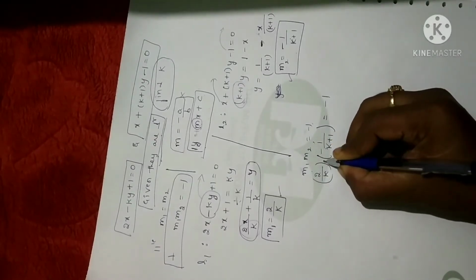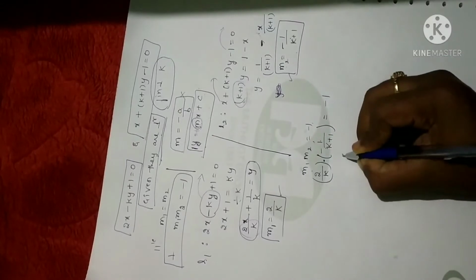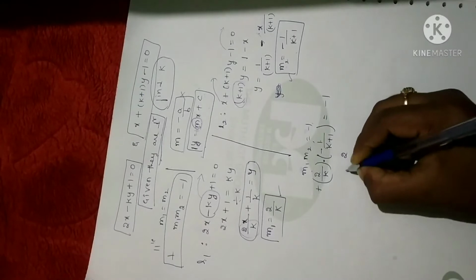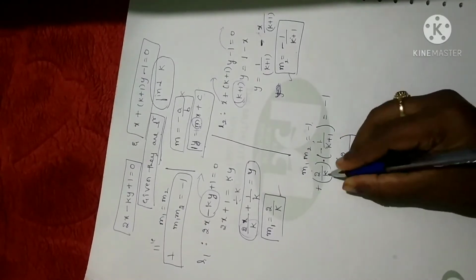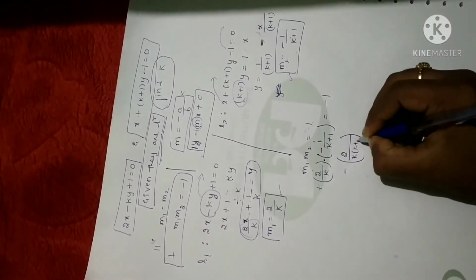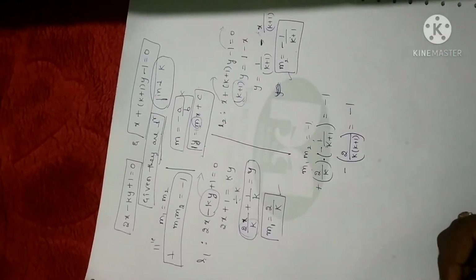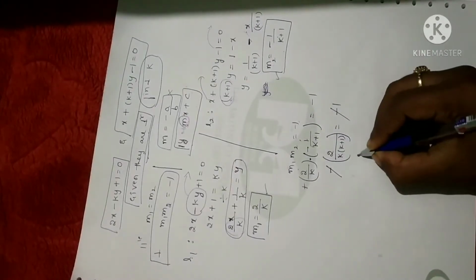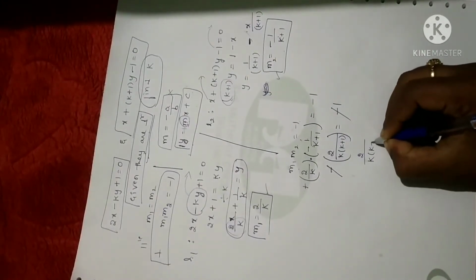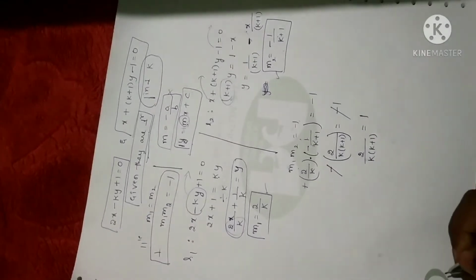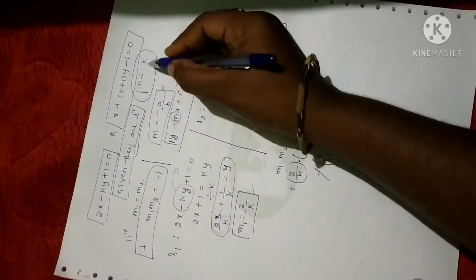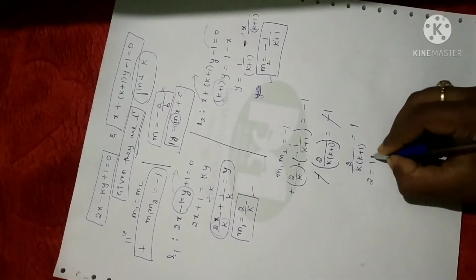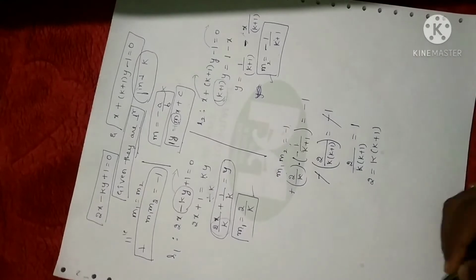Since you have multiplication here, 2 into 1 is 2. For this term you have plus into minus is minus, so 2 divided by k into k plus 1 is equal to minus 1. Now you can cancel the negative sign on both sides. So what are you left with? 2 divided by k into k plus 1 is equal to 1. Now our aim is to find the value of k, so I'll do cross multiplication. You will get 2 is equal to k into k plus 1.